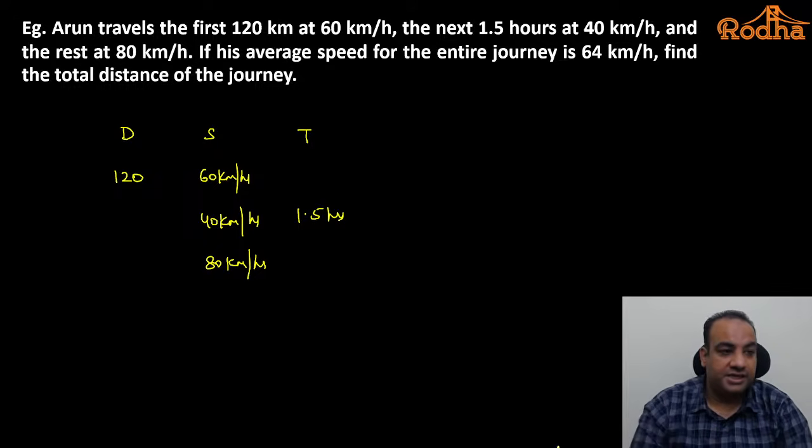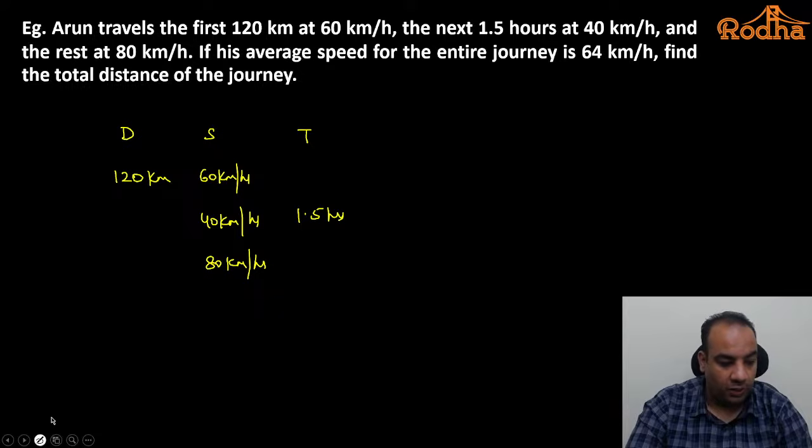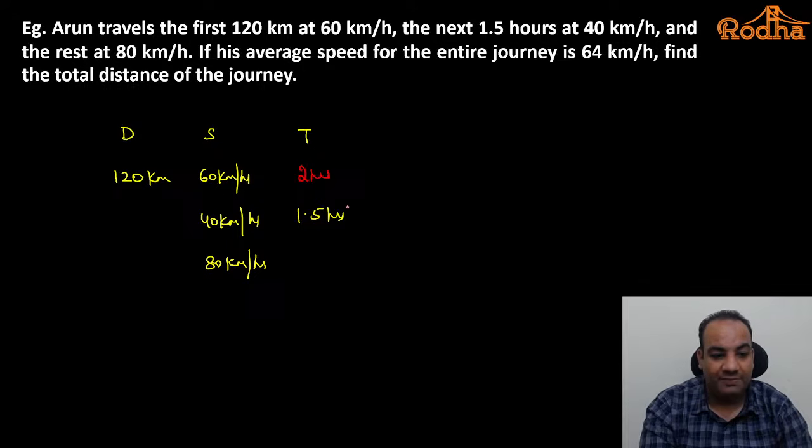In this question, it is given that Arun travels 120 km at a speed of 60 km per hour. So the time taken would be 2 hours. Then for 1.5 hours, he travels at a speed of 40 km per hour. So the distance is 40 into 1.5, that is 60 km. Now, let the time here be x hours. So the speed is 80, time is x, so the distance is 80x.